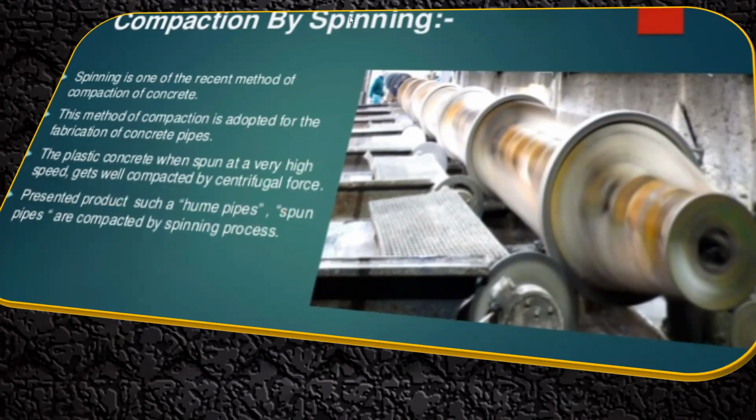Now what are these Hume pipes? If you have seen the construction of drains, usually we get big pipes made of concrete, which we lay so that there is a passage for water. Those are called Hume pipes. During the manufacturing of a Hume pipe, we make use of this compaction called compaction by spinning. In usual practice, you don't see this kind of machine being deployed.